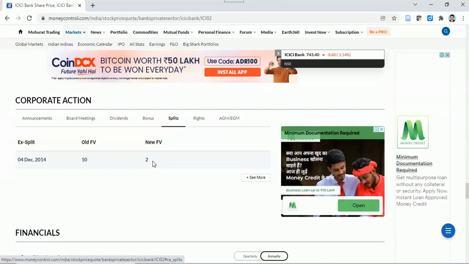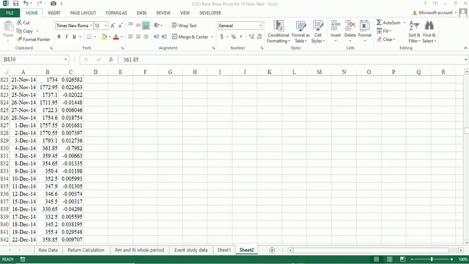So the ratio is 5, that is, the number of new shares you will get is 5. Take that 5 and come to the share price information on that particular day. From this day onwards, you have to multiply the new closing price with the 5, the split ratio.